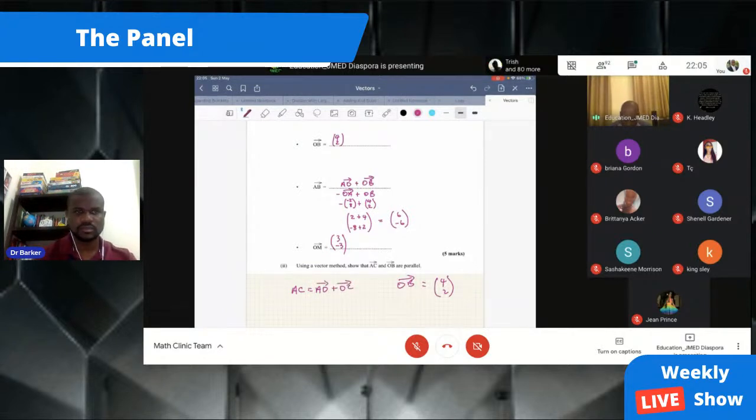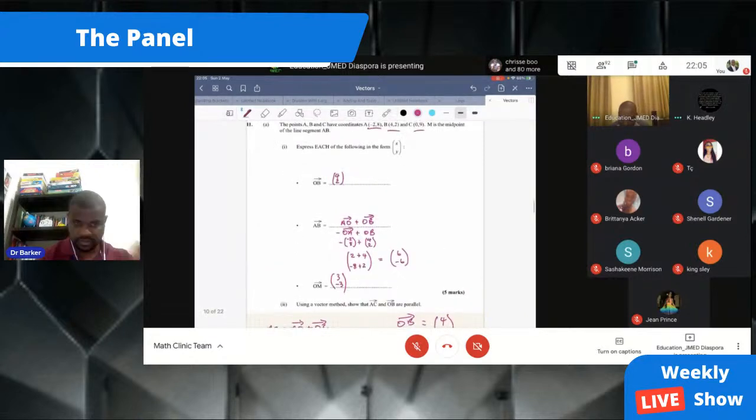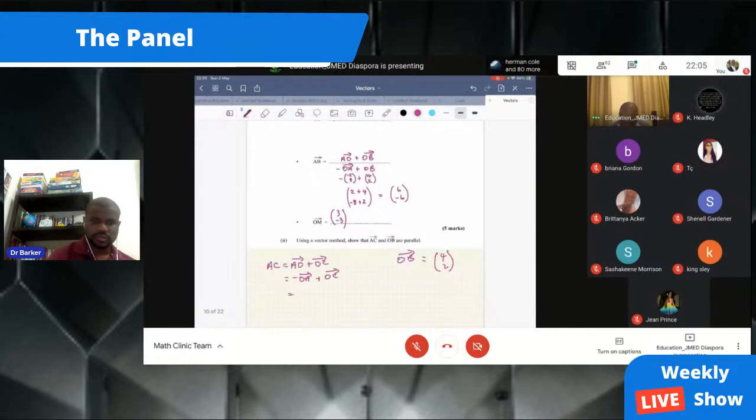That's something we need to always remember. So we are moving from A to O. A to O is the negative of OA, plus OC. What is OA? OA is negative 8, 2. So that's going to give us 2, negative 8, because we worked that out already right here. Agree?